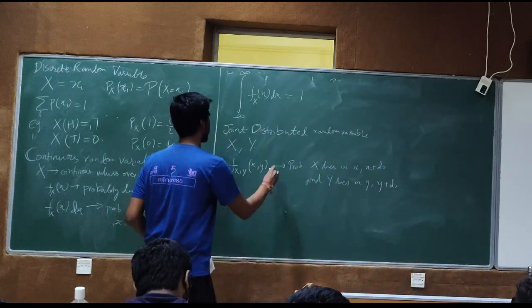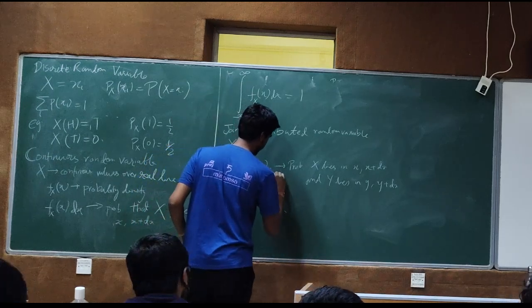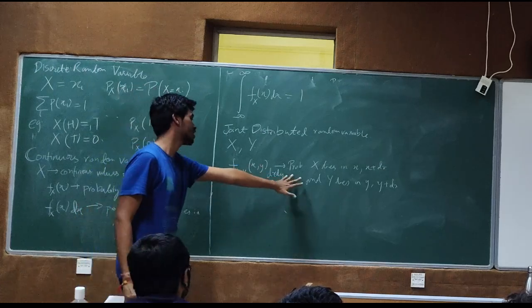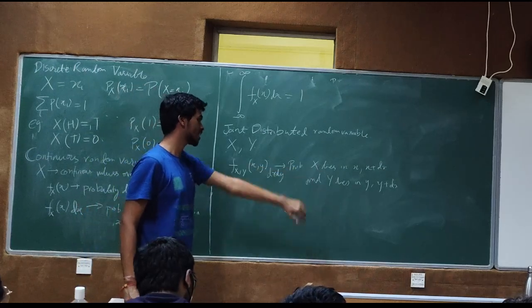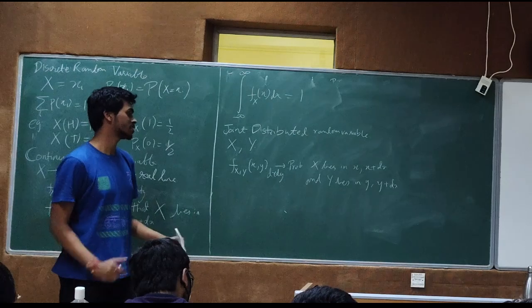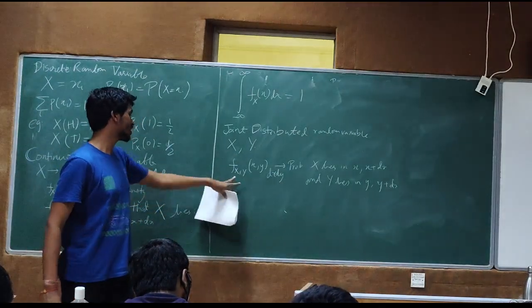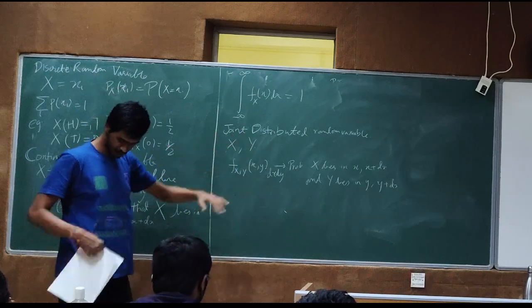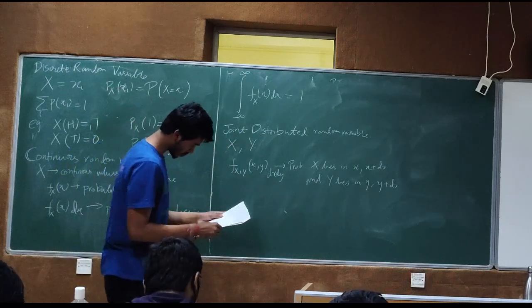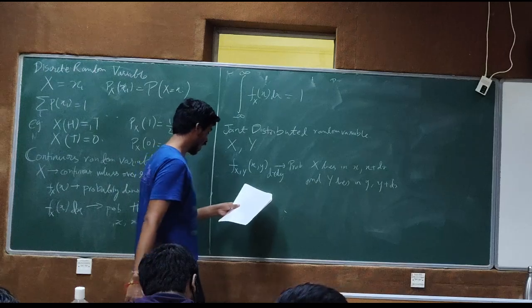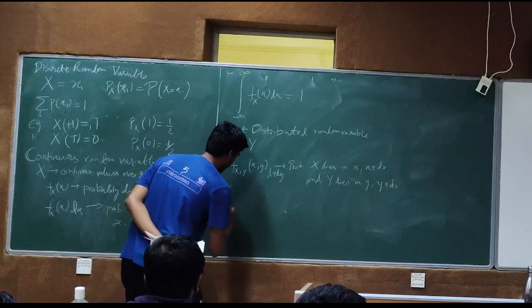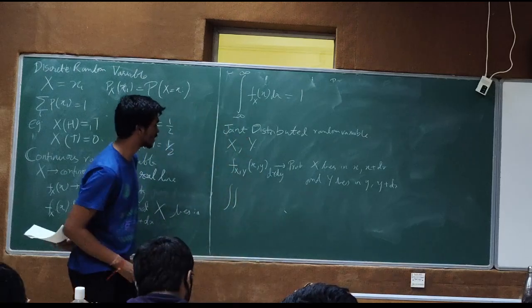So this times dx dy gives the probability that X lies in x to x plus dx and Y lies in y to y plus dy. And this is called the joint probability distribution of the random variables X and Y. And we will have a normalizing condition here also, and that would be a double integral.